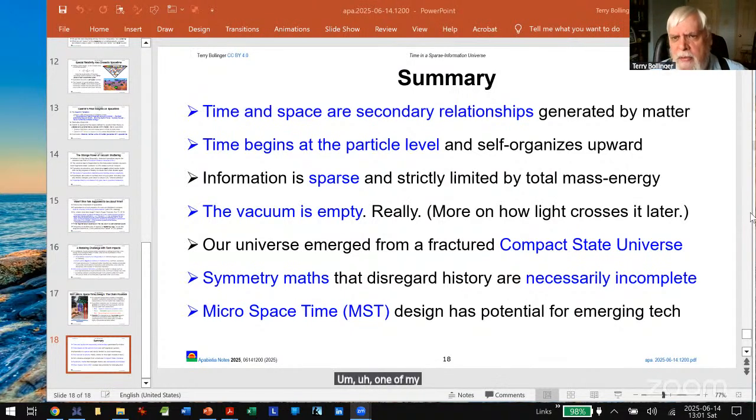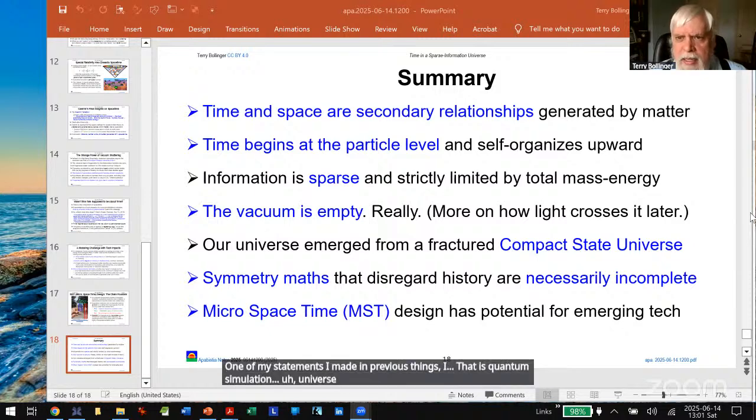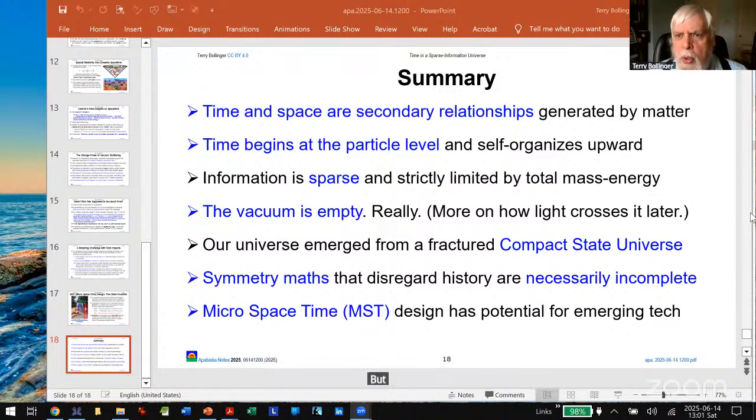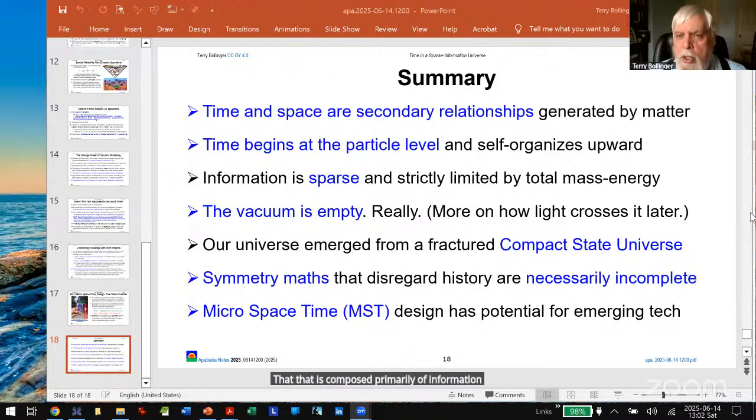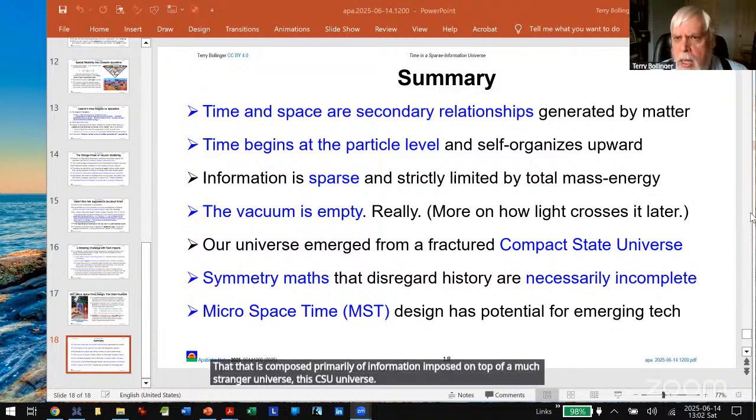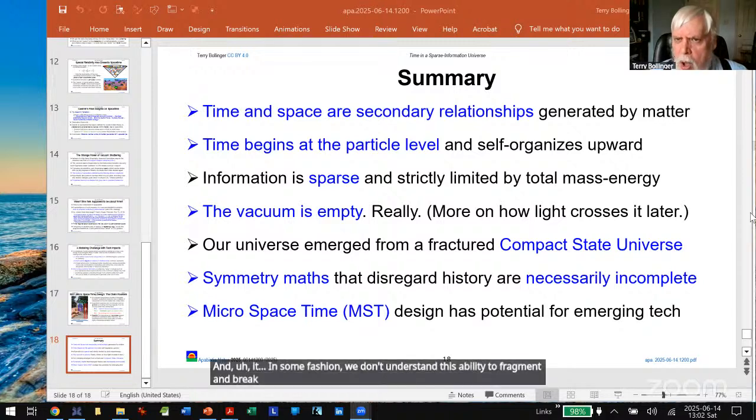One of my statements I made in previous talks: I'm not a universe simulation person at all. In fact, I think just the exact opposite. But I'm very much agreeable with the idea that the classical universe that we see right now, that is around us, that behaves under certain rules, that is composed primarily of information, is imposed on top of a much stranger universe, this compact state universe. And in some fashion, we don't understand, this ability to fragment and break apart also allows us to create information that persists for remarkable lengths of time, starting with the fermions.